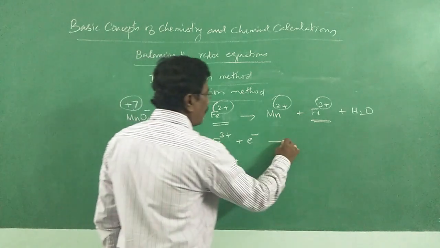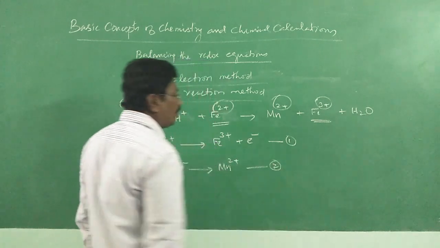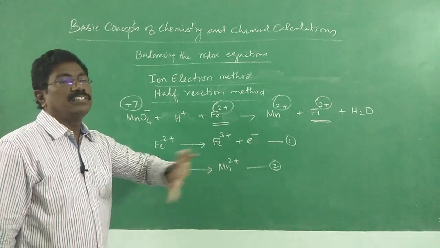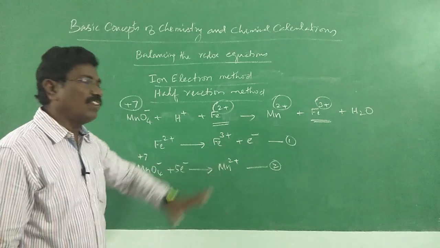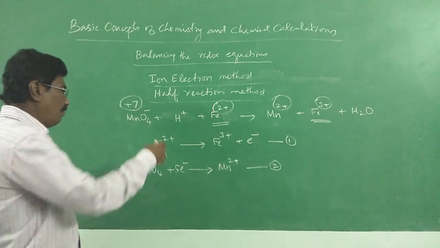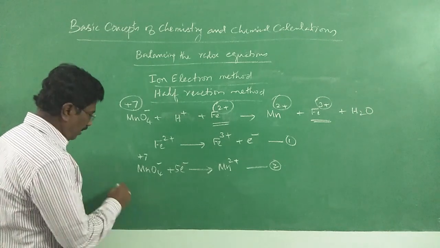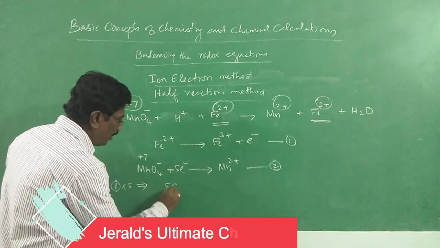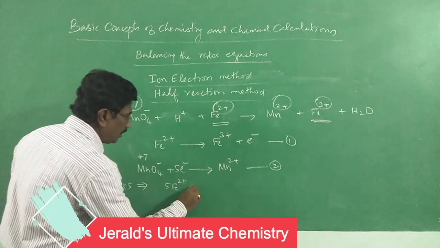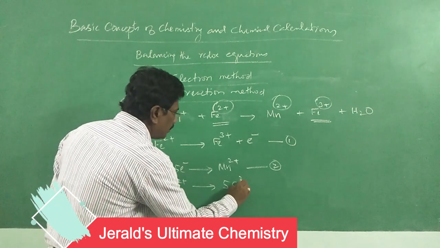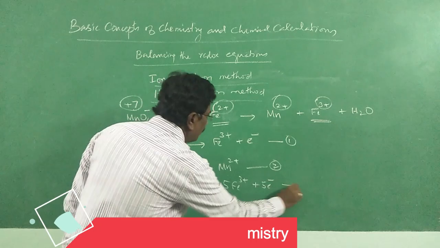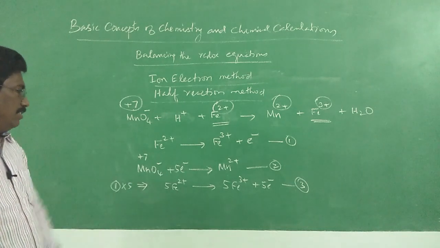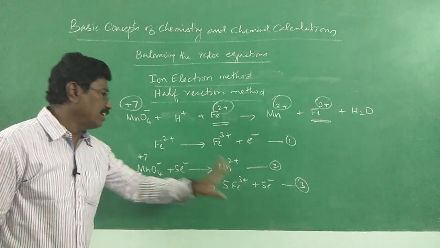Equal number of electrons should be gained and lost during a redox reaction. Let it be equation 1 and let it be equation 2. Here 5 electrons are gained, but in the other only 1 is lost. The equation cannot be balanced unless we get an equal number, and therefore let us multiply the first equation by 5. So equation 1 multiplied by 5. Alright. So 5 Fe2 plus gives 5 Fe3 plus and 5 electrons. Let it be equation 3. Now we have multiplied equation 1 by 5. Now an equal number of electrons are lost and gained.